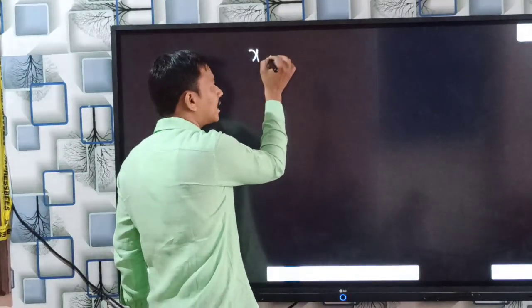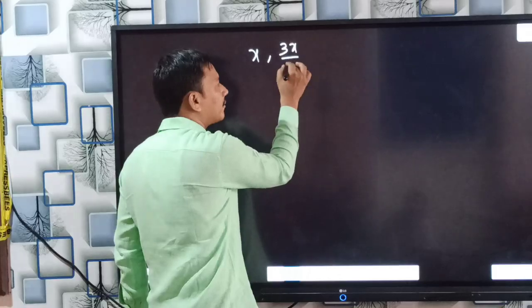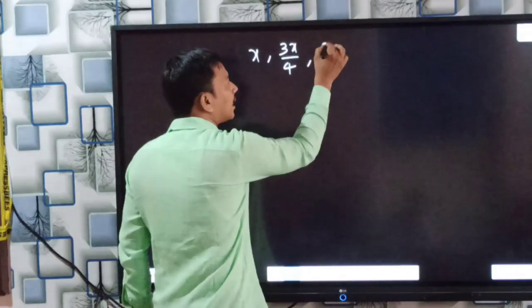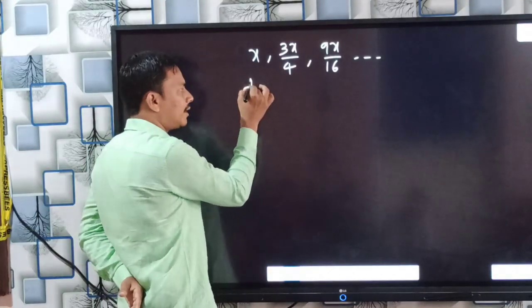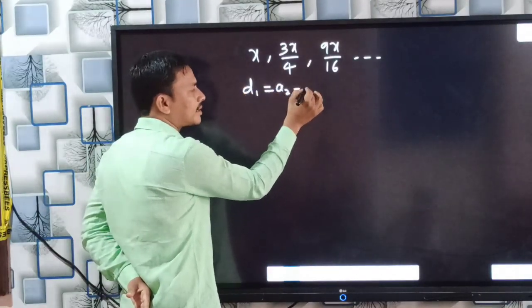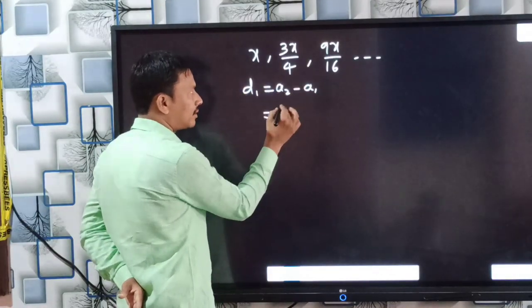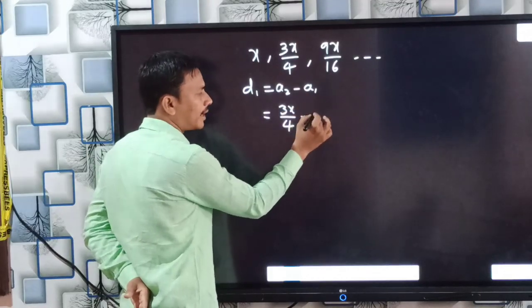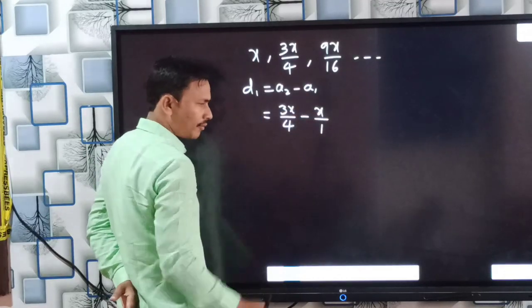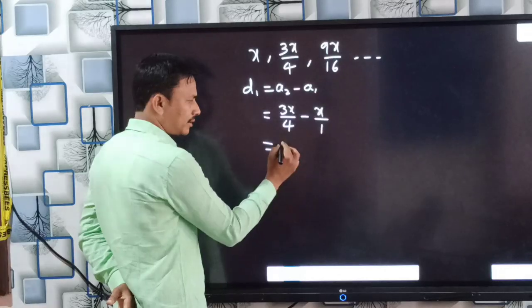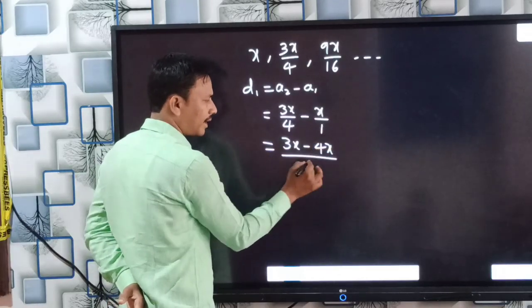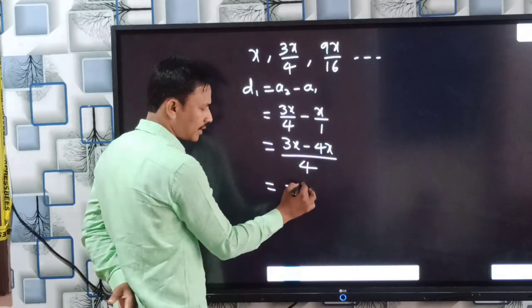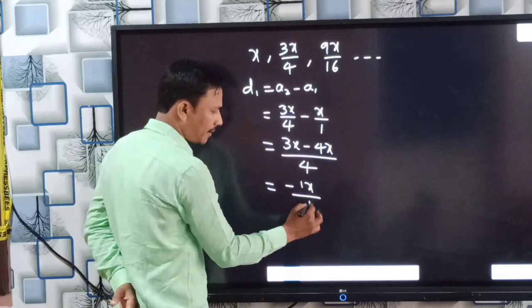First x, next 3x divided by 4, next 9x divided by 16, and so on. What is d1? a2 minus a1, that is 3x divided by 4 minus x divided by 1. Cross multiply: 3x minus 4x divided by 4. That is minus 1x divided by 4.